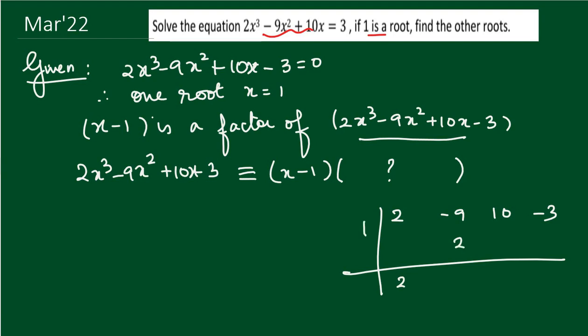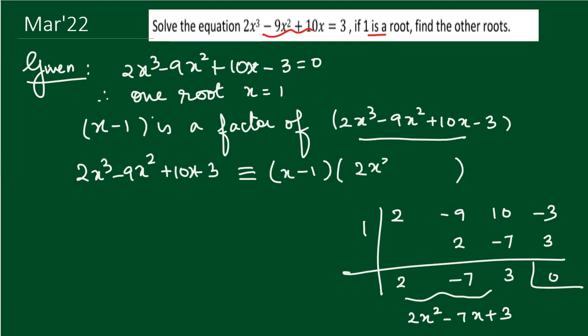2 into 1 is 2, minus 9 plus 2 is minus 7. 10 minus 7 is 3. 3 into 1 is 3. So here minus 3 plus 3 is 0. So this factor can be written as 2x squared minus 7x plus 3. So I write the other factor here as 2x squared minus 7x plus 3.